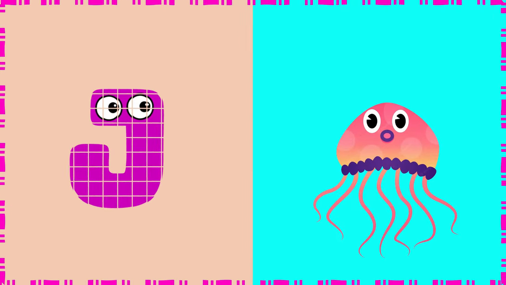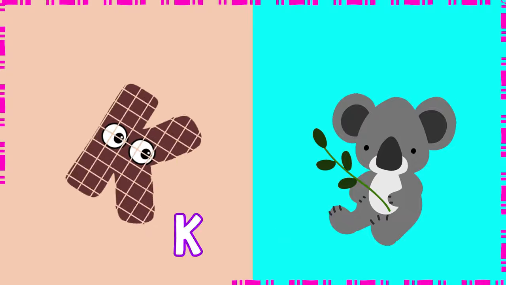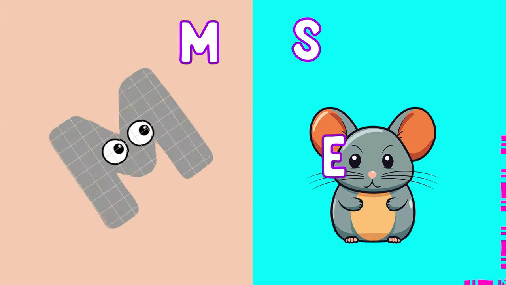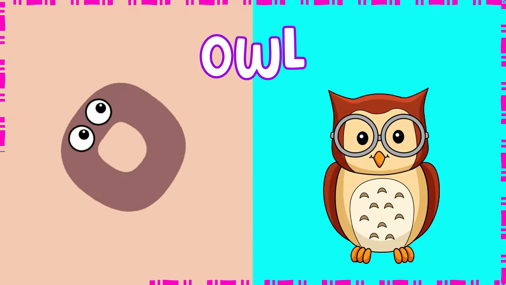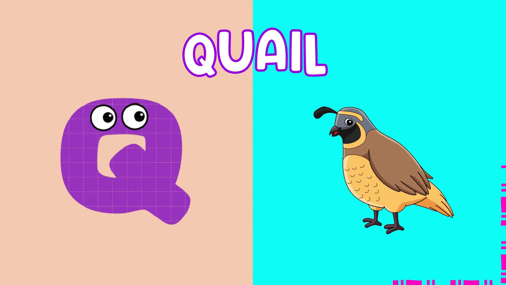J is for jellyfish. K is for koala. L is for lion. M is for mouse. N is for narwhal. O is for owl. P is for penguin. Q is for quail.